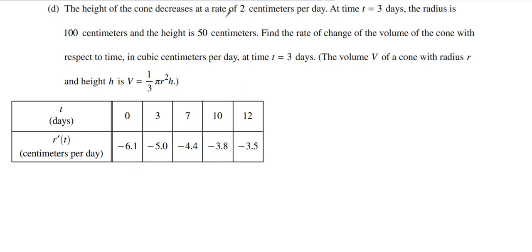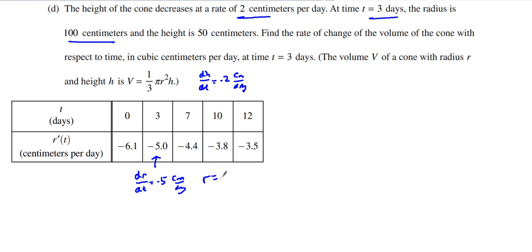They gave me the height. You can see the height of the cone decreases at a rate, which means that is telling me dh over dt is equal to negative 2 centimeters per day. They told me the time is 3 days, which means at 3 days, I know dr over dt equals negative 5 centimeters per day. You can see we know the radius r is 100 centimeters. We know the height, the h, is equal to 50 centimeters. And for these implicit differentiation problems, I like to write out all the little things I know, and that's going to really help me out.